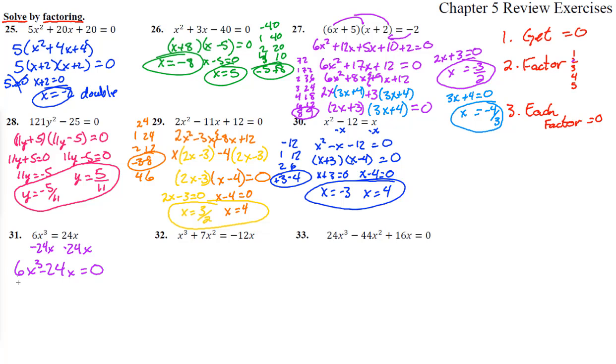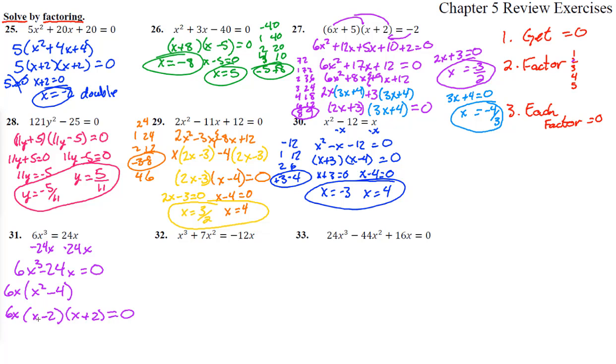Factor. Can we pull out a greatest common factor? Yeah, there's a 6x. We're left with x squared minus 4. This one can factor down further. It is a difference of squares: two terms, and a subtract sign between two perfect squares. So this really is 6x times (x minus 2)(x plus 2). That's the pattern for a difference of squares, just like we did up here in number 28.